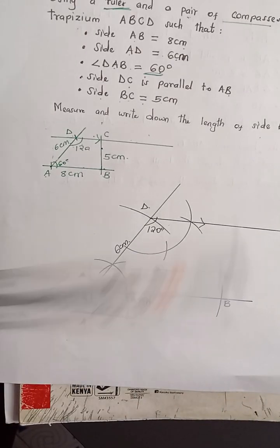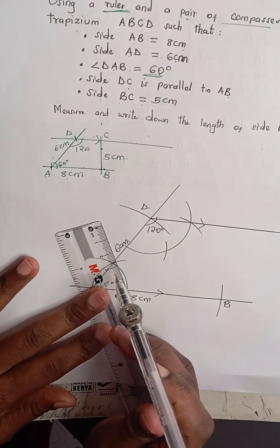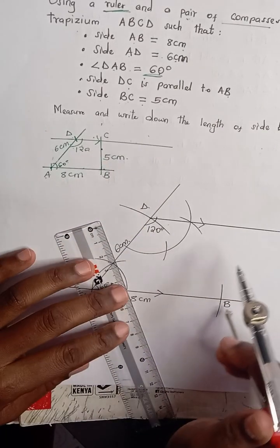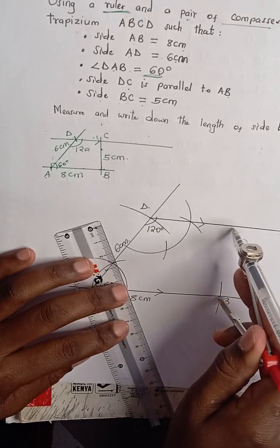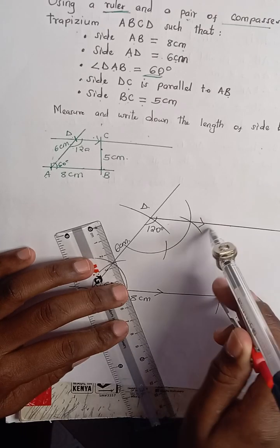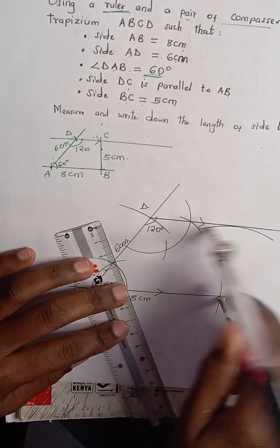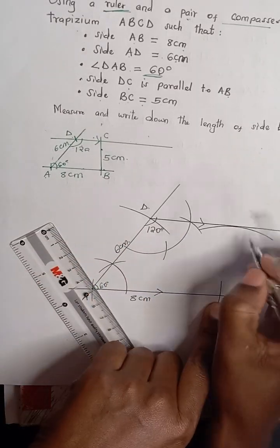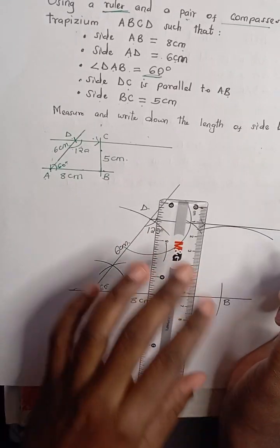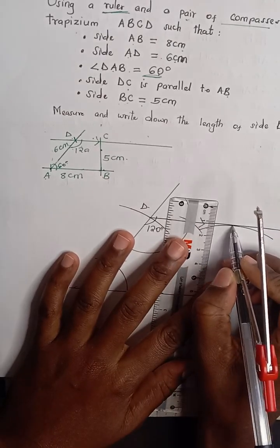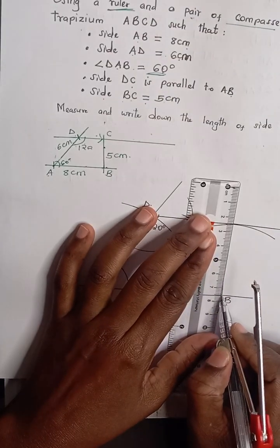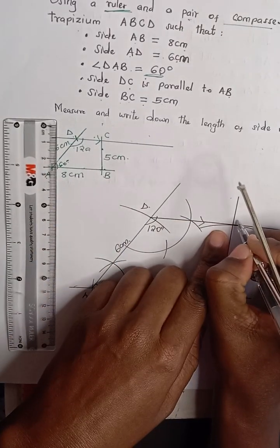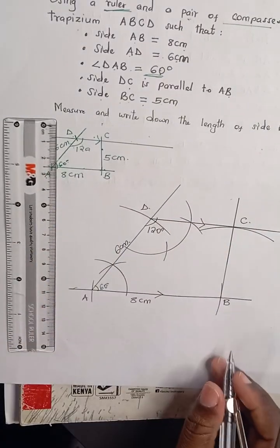Now we are given that line BC is 5 centimeters. We are going to measure 5 centimeters using our ruler. Then we put an arc like this, and where the parallel line intersects with the arc that you have made, that is where our point C is. Now this is where they intersect. That is our point C.